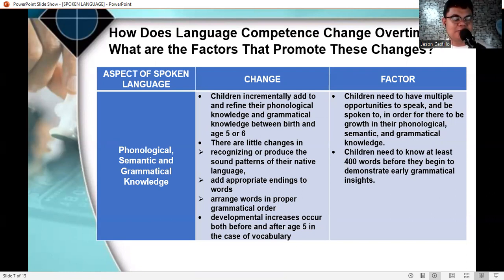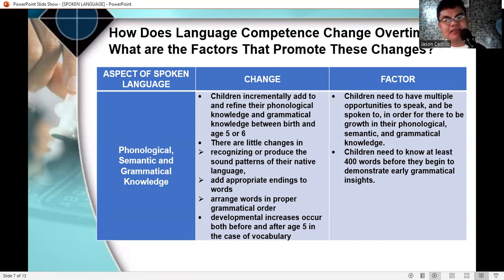So it is very important that we communicate to our child, not only on the matter of telling them something, but also giving them the freedom to express themselves, giving them the freedom to speak. Because in that way, you are actually practicing developing their spoken language competence.